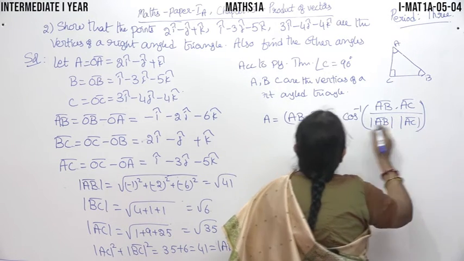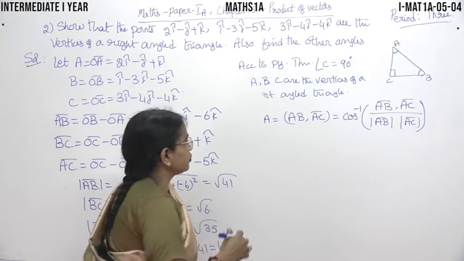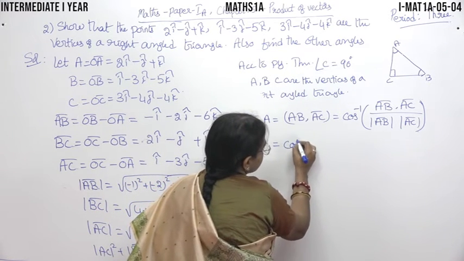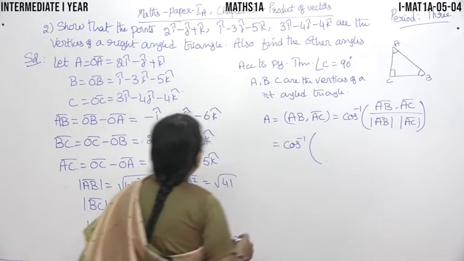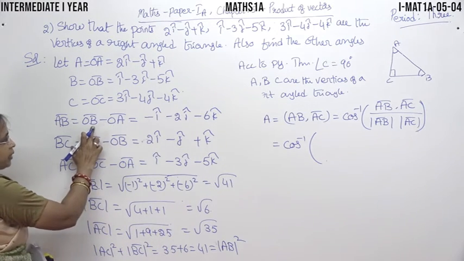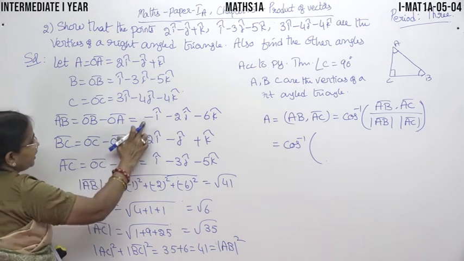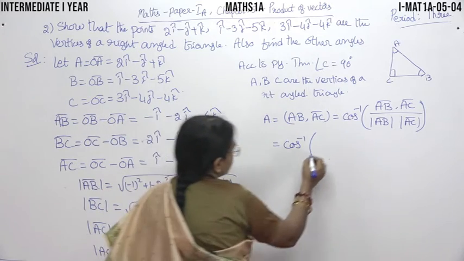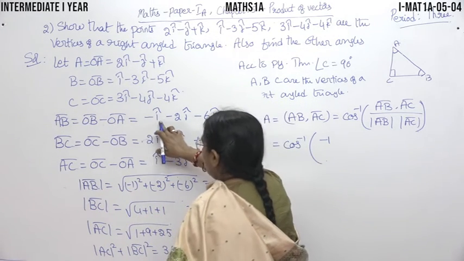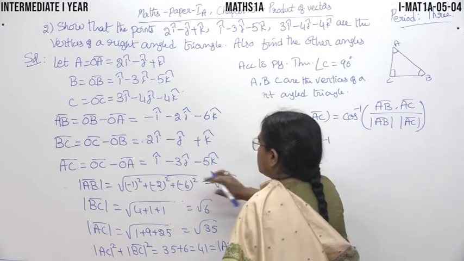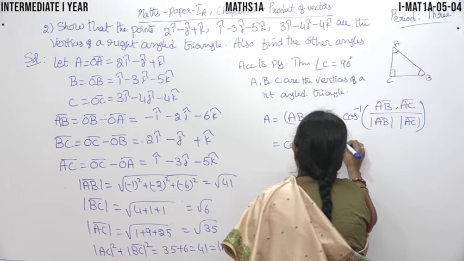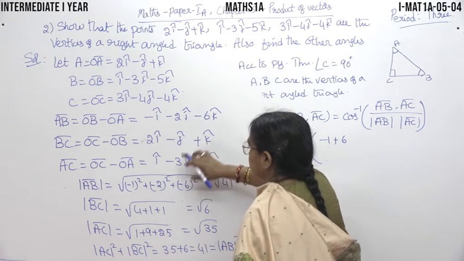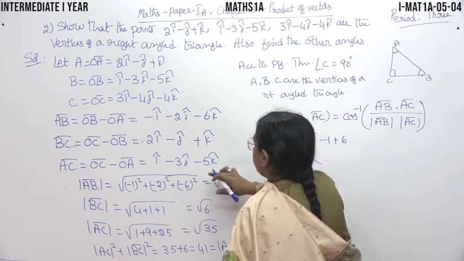So this problem is very important. Please try this problem and learn the method. So cos inverse of, what is AB dot AC? We already found AB and also AC. So find AB dot AC: minus 1 into 1, that is minus 1, and then minus 2 into minus 3 is plus 6, and then minus 6 into minus 5.